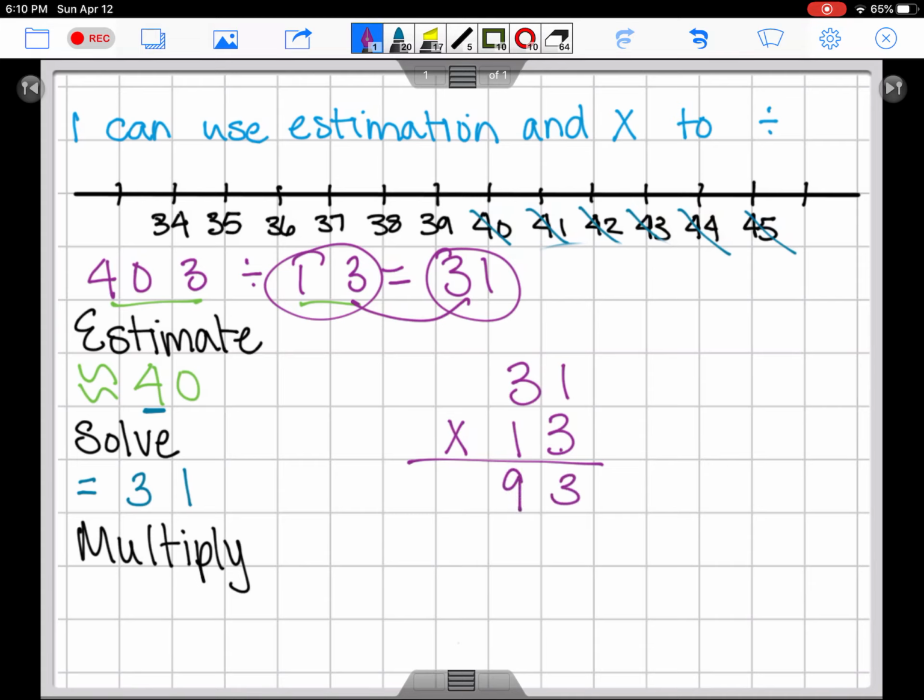3 times 1 is 3. 3 times 3 is 9. Think in your head what I'm going to put next. It's a placeholder. You're welcome. 1 times 1 is 1. 1 times 3 is 3. Let's do some quick addition of our partial products to find our total product. 3 plus smiley face. I'm just kidding. 3 plus 0 is 3. 9 plus 1 is 10. Carry the 1. And 3 plus 1 is 4.